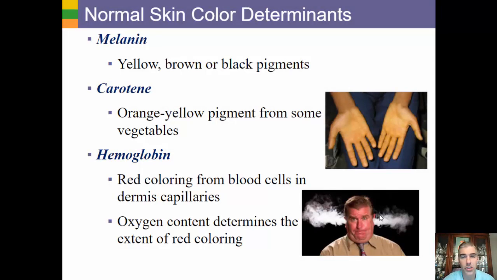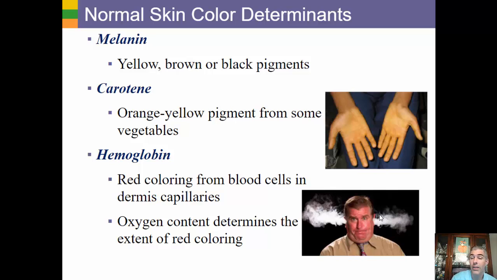So what actually determines your skin color? We talked about melanin already, right? The yellow, brown, and black pigments. But that's not the only thing that gives your skin color. Like what gives it, sometimes, a lighter, more reddish appearance. Sometimes even the food you eat can affect the color of your skin.